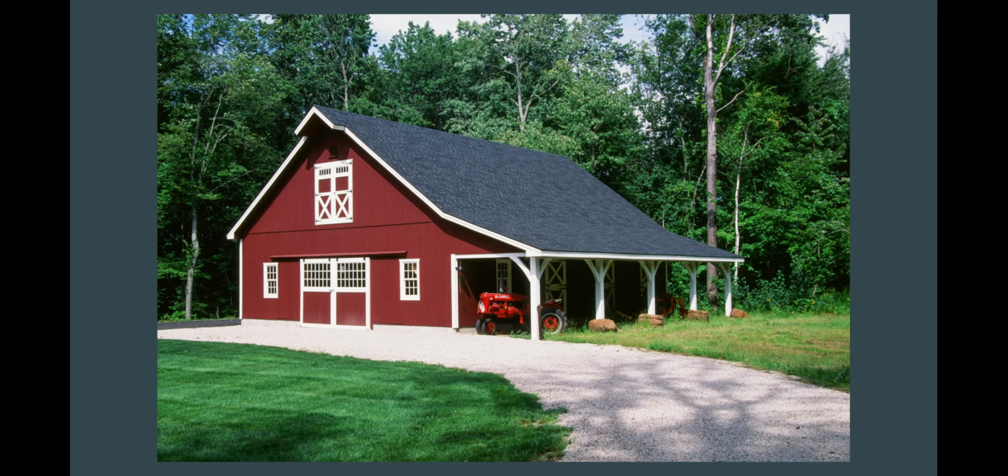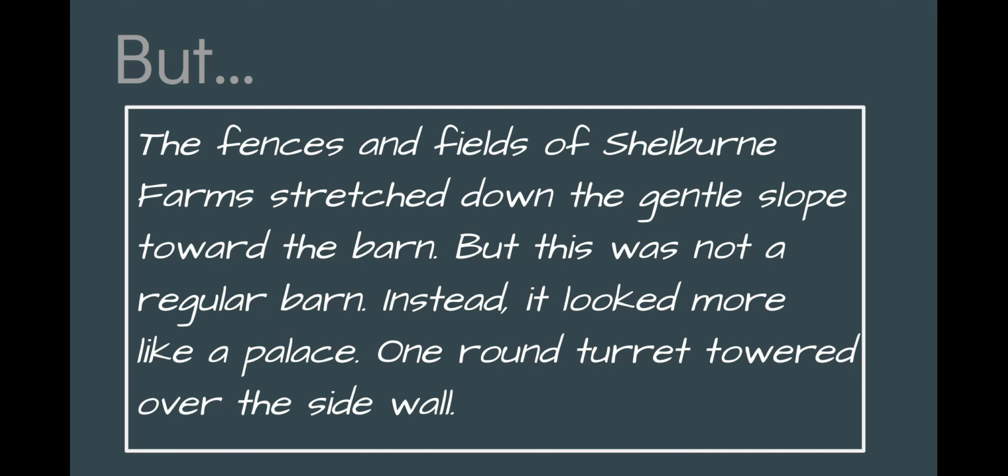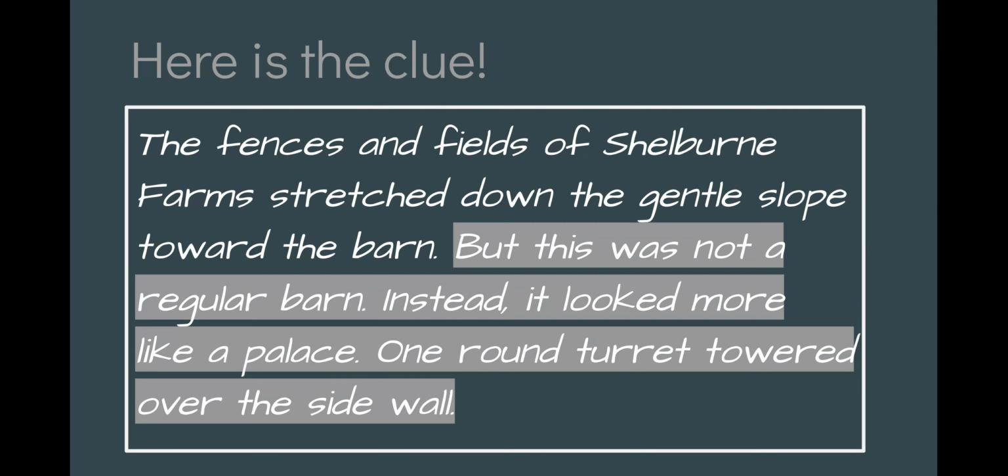Immediately, I see this in my mind. This picture of a barn. But if I keep reading, the fences and fields of Shelburne Farm stretch down the gentle slope toward the barn. But this was not a regular barn. Instead, it looked more like a palace. One round turret towered over the side wall. Well, that completely changes what I picture in my mind, because it's not that normal red barn that I was thinking of. It looks more like a palace.